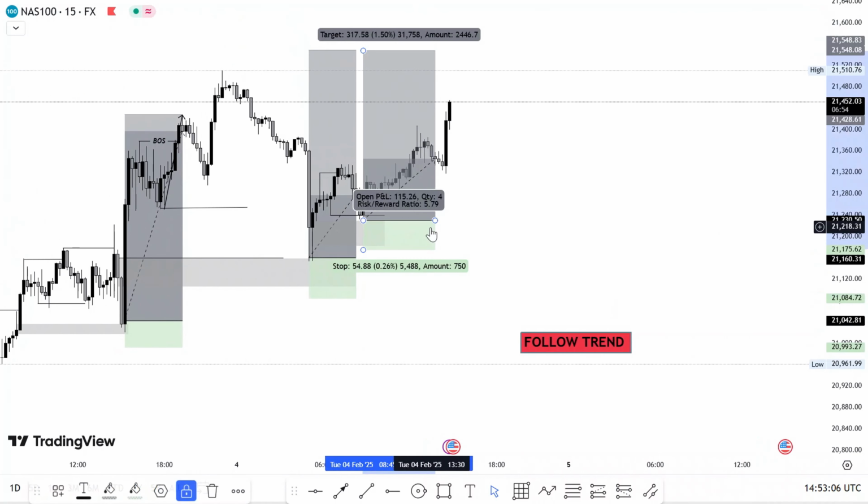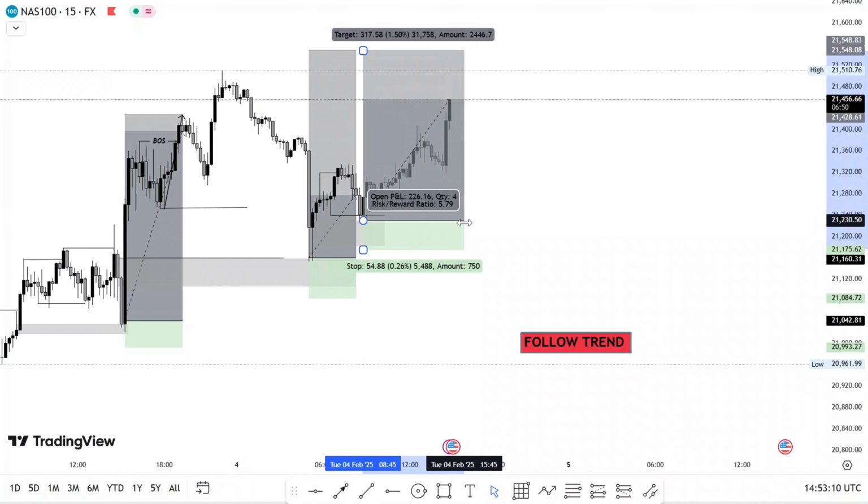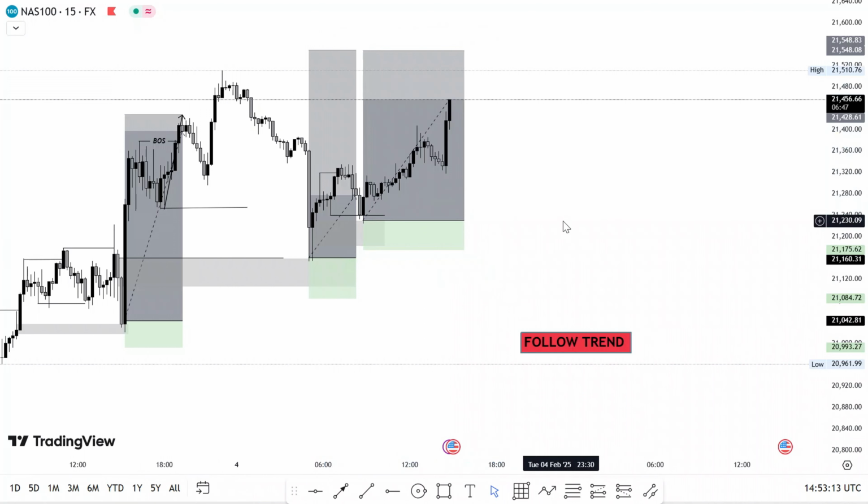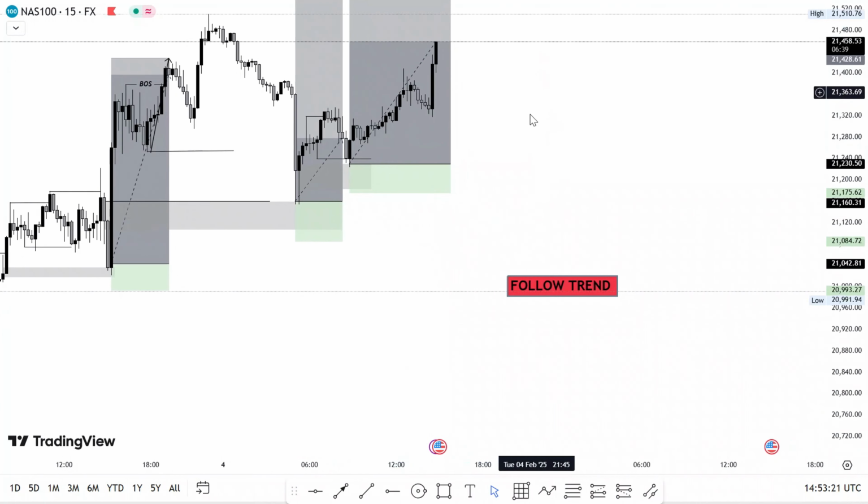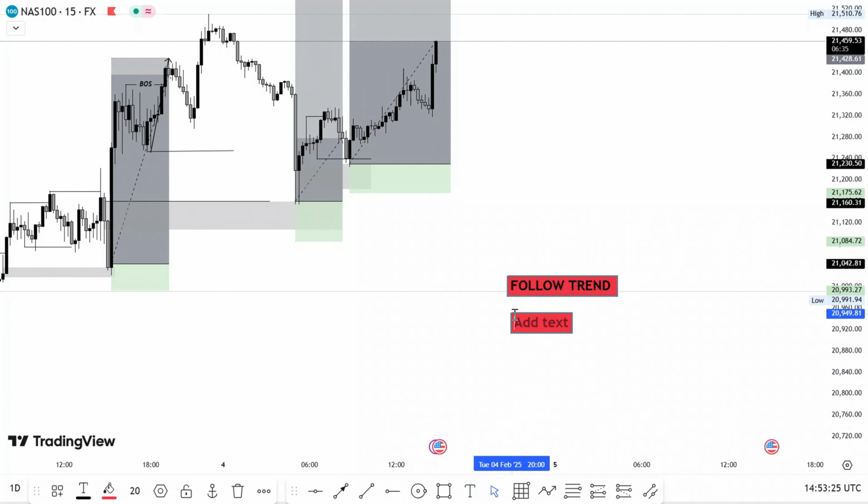Now you can see that this trade is moving aggressively to my take profit. So it's just exactly the same. You followed the market trend. Make sure you are following the market trend. And more importantly, practice over time, backtest it over time.